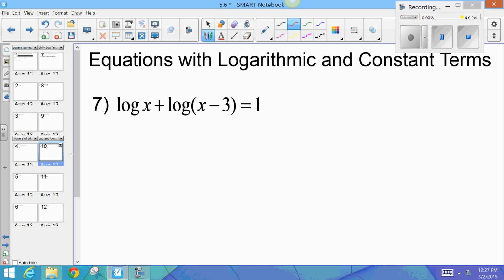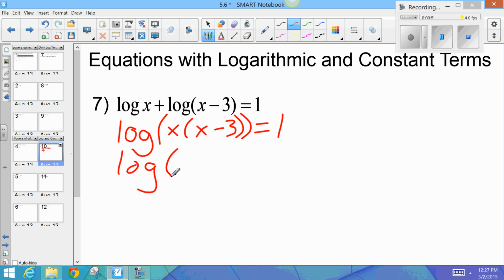Alright, so here's how I'm going to handle this one. First of all, on the left, I want to rewrite that as all one log. I've got two different logs added together, which is the same as one log where you multiply what we're taking the log of. So I'm going to take the log of x times x minus 3. I'm going to simplify what's inside the parentheses. Now I've got all one log.